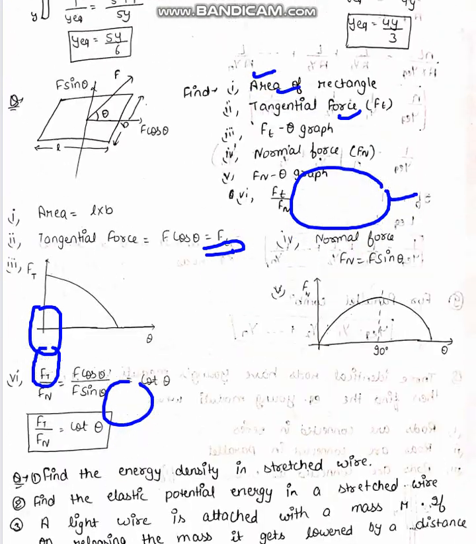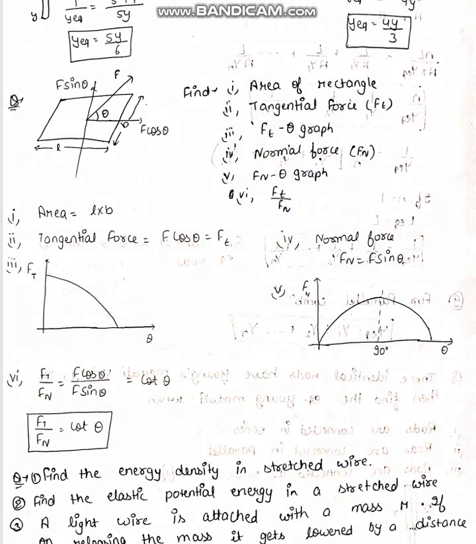Next one, now we have a question based on a rectangle. We are being given a rectangle having length L, breadth b, and a force is applied as shown in the figure. We need to find the area of the rectangle, the tangential force, the graph with theta, the normal force, the graph with theta, and the ratio. So let's start with the first question.